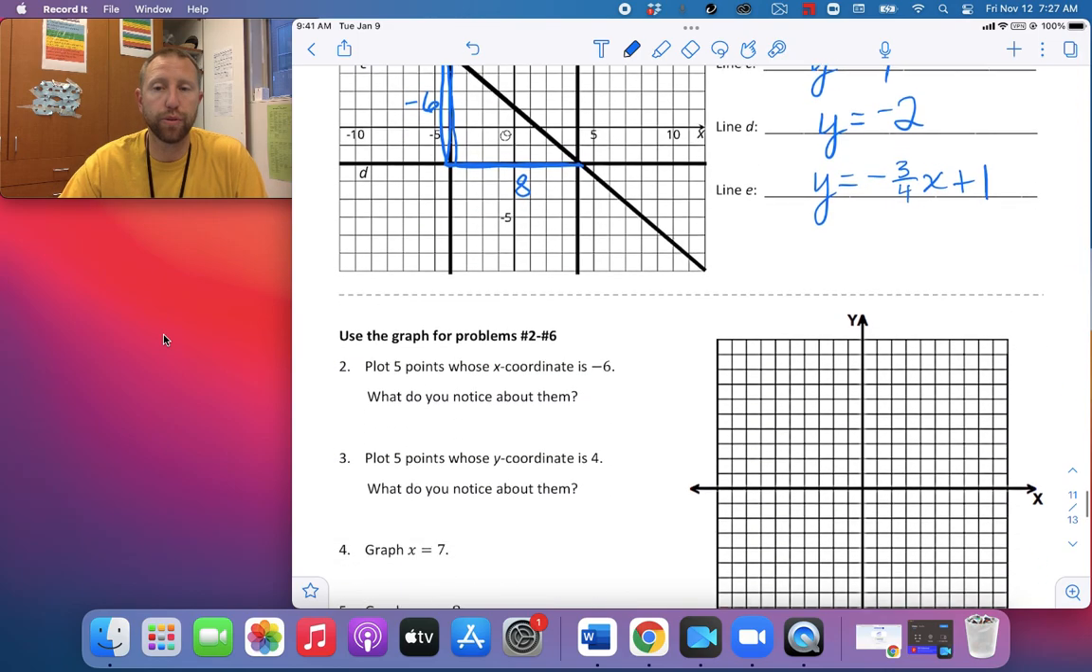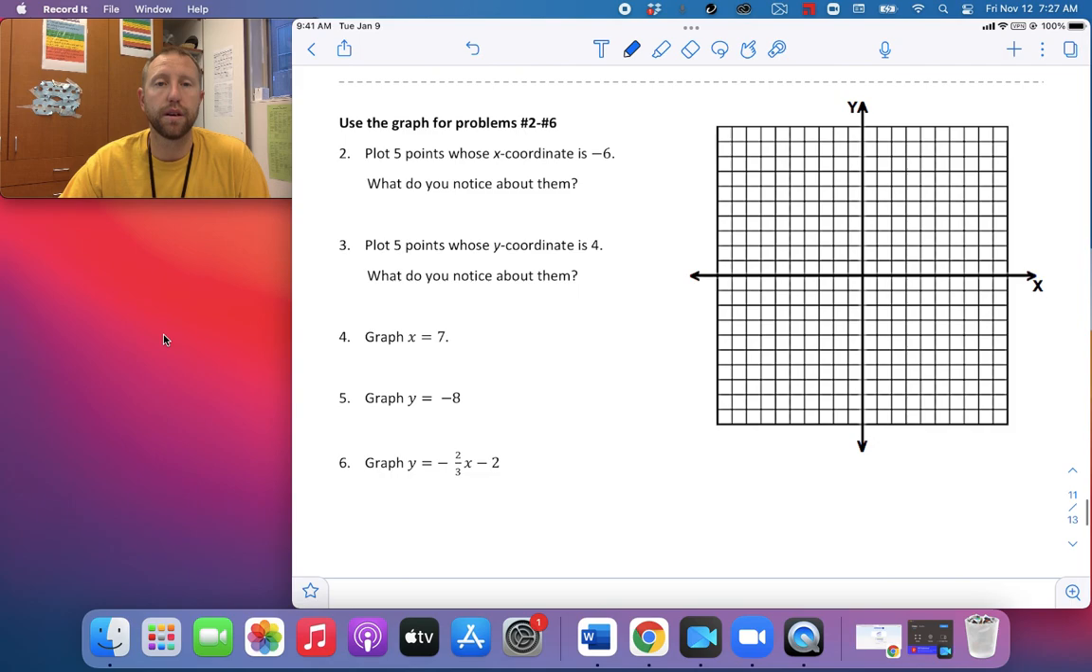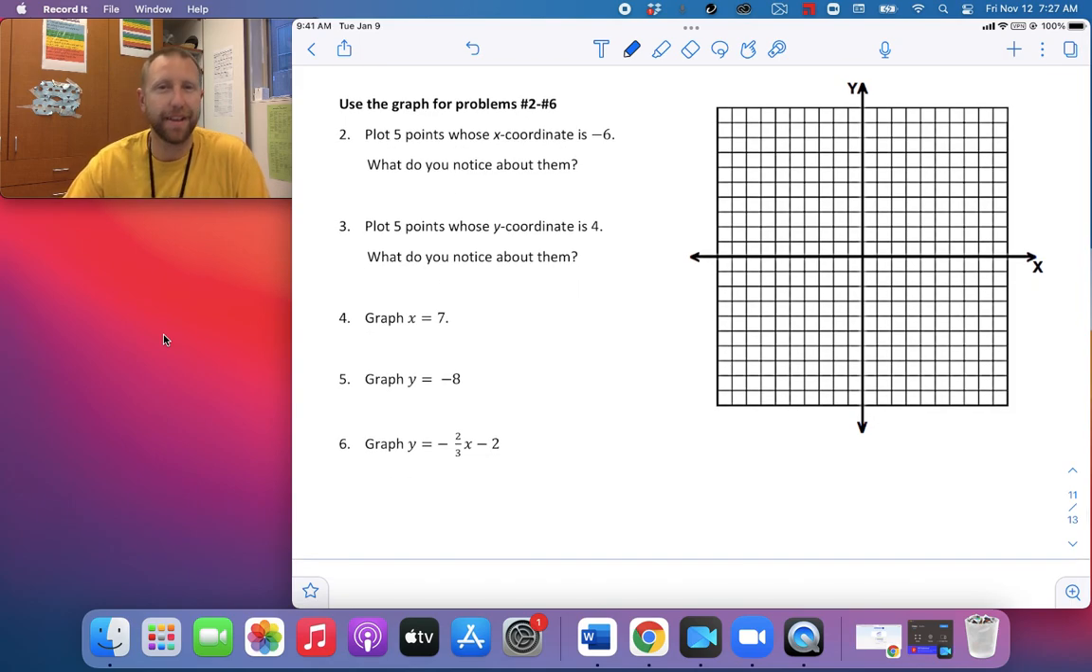All right, for problems 2 through 6, looks like we have to do the graphing. The first one says plot 5 points whose x-coordinate is -6. So x-coordinate is -6. That would be over here, 1, 2, 3, 4, 5, 6. And my first point, I'm just going to make on the x-axis at -6. It says plot 5 points, so I've got to do 4 more. I'll do one up here, and then I'll do 2 down below. So here and there. All right, so there's my 5 points.